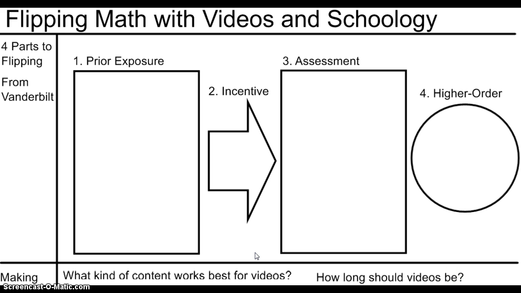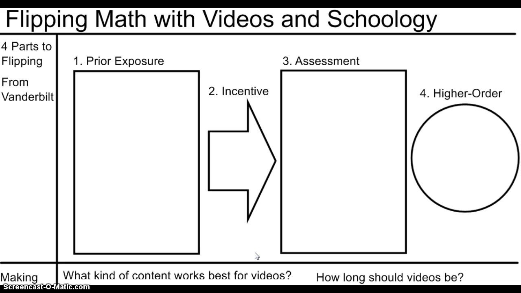So let's get started. I thought that we might have a little bit of theoretical framework to flipping, and this is from Vanderbilt University. I think it's Peabody College. But they say that to flip a classroom you need four basic parts. You need prior exposure, an incentive, some sort of assessment, and some sort of higher order activity.